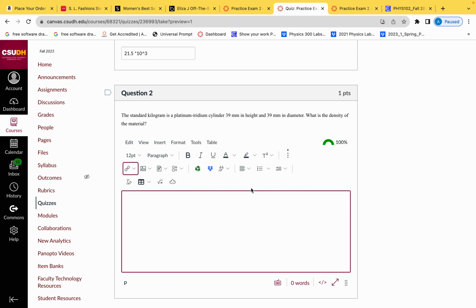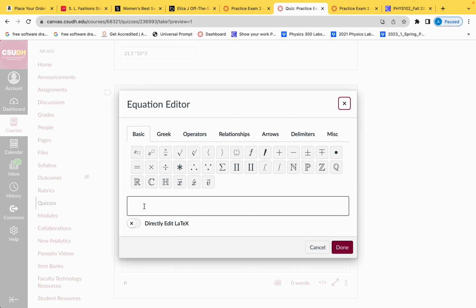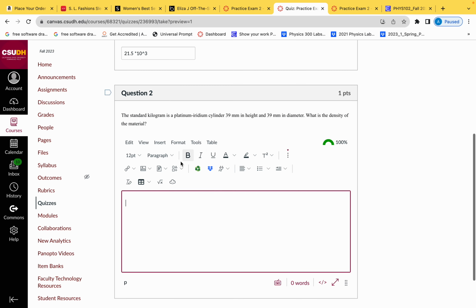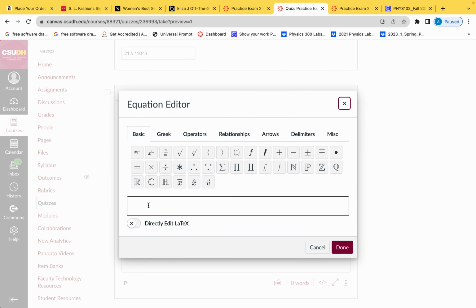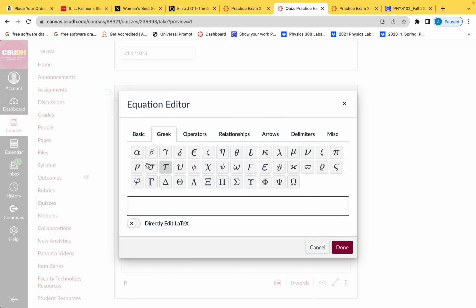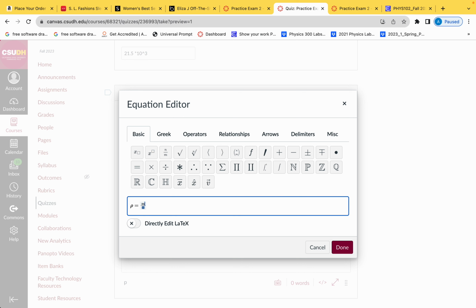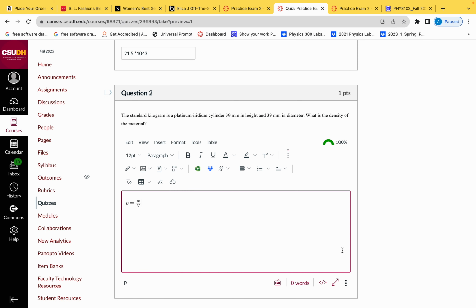Now there are so many methods of doing it. For me, I will do the following. Can you see this is the equation? It's very similar to the one in Word. You're going to click on that, and then say here I need to calculate the density, we use the density rho, and that equals, I will go basic here, mass divided by volume. Then I'm going to say done, and that equation is going to be entered.